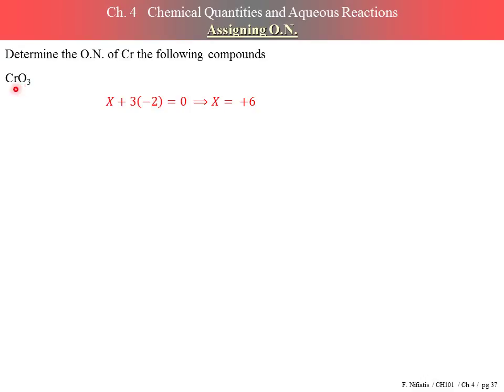Why am I questioning chromium and not oxygen? Why did I say that oxygen has an oxidation number of -2 while the chromium has X? It's not because the question says so. Look at the periodic table. Which is more electronegative? Let me rephrase my question. Which element is closer to the fluorine, the oxygen or the chromium?